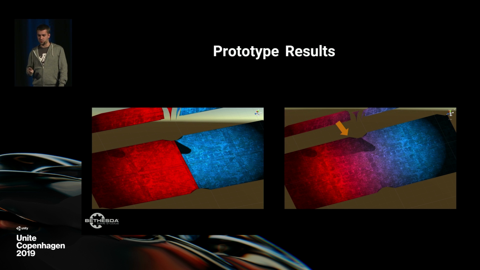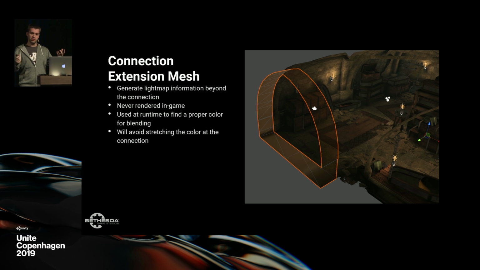So we tried doing something else for this problem, which is creating a mesh that is exactly the shape of the connection, but stretched by a fixed distance. We made it so that this mesh gets light mapped in the editor when you bake the lighting of your scene, but it's never actually rendered in game. It's used exclusively for its light map data for blending. So that gives us a representation of what the baked lighting should look like beyond the edge of the room, which gives us better, more accurate data to do an actual blending.